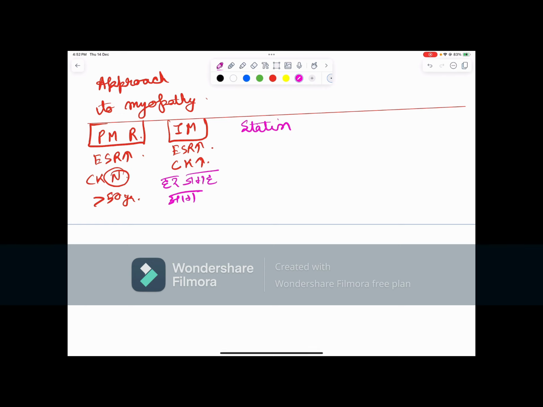Now statin myopathy, just remember that stat and in. Creatine kinase is increased and there is pain, and all the rest are normal. What happens in hypothyroidism? Again in hypothyroidism, creatine kinase is raised but ESR is normal because it is not some kind of inflammation happening, with proximal pain and weakness, and delayed tendon reflexes.